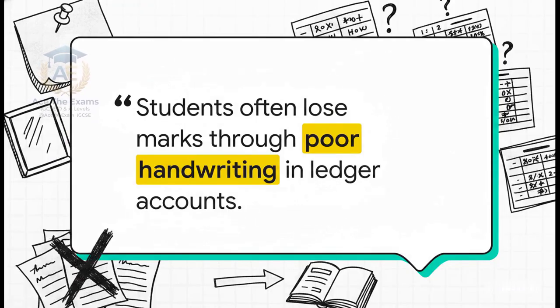And here is a direct, word-for-word piece of advice. Write this on a sticky note and stick it to your mirror. Seriously. Students often lose marks through poor handwriting in ledger accounts. This will literally cost you your grade, regardless of how much of an accounting genius you might be. If the examiner cannot read your logical flow, they physically cannot award you those vital method marks we talked about earlier. So keep it clean.